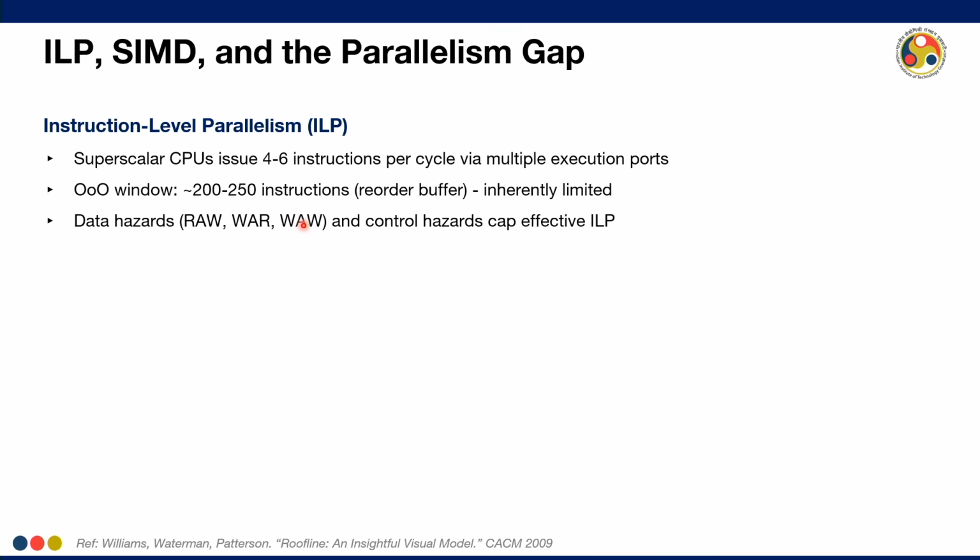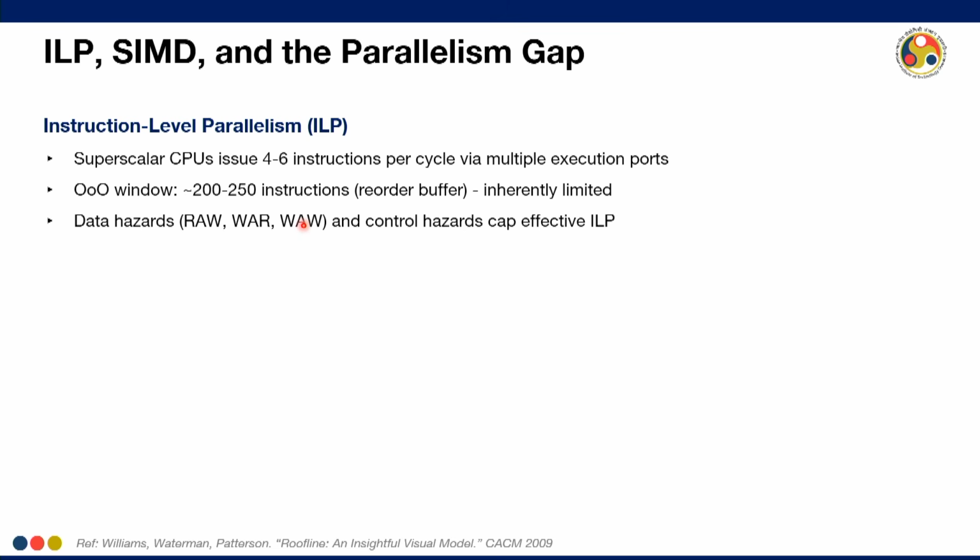As I said, data stalls are one reason we will not get ideal superscalar or out of order performance, because of the dependencies and hazards. There are data hazards like RAW (read after write), WAR (write after read), and WAW (write after write), and control hazards, which cap the effectiveness of the instruction level parallelism extracted by superscalar and out of order window mechanisms.